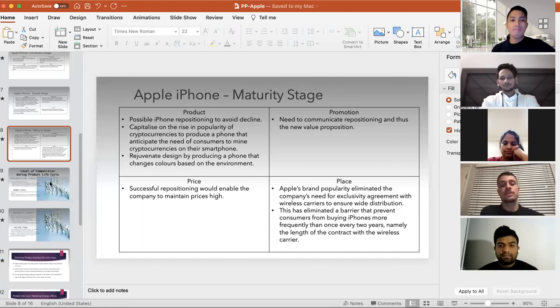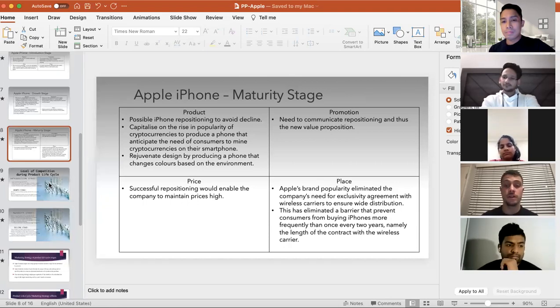Lastly, as a result of its popularity, Apple doesn't need any exclusivity agreement anymore. So this could help boost sales, as customers can buy Apple products, the iPhone actually, more frequently than once every 2 years, since this is the length of a contract with a wireless carrier.